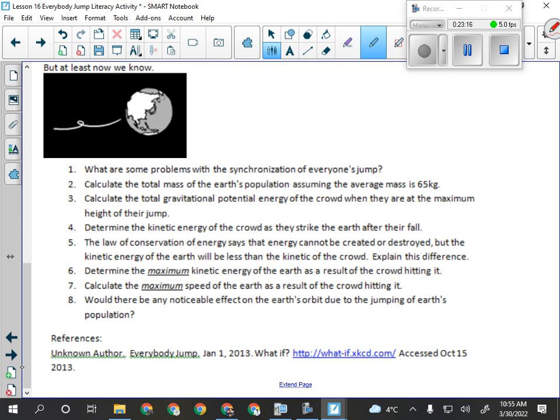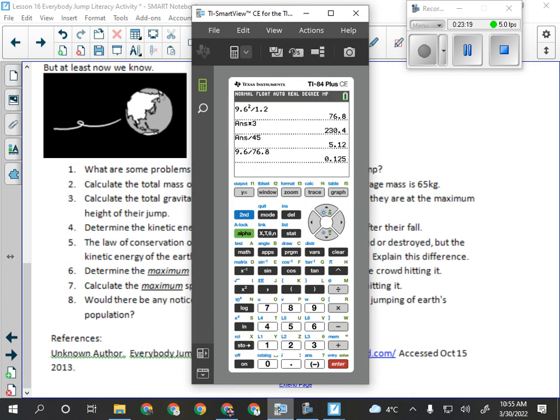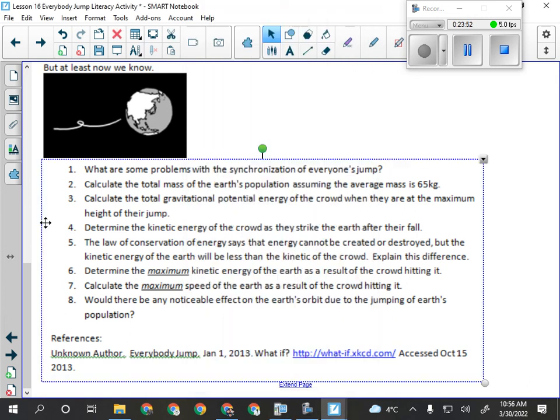Okay, so Earth's 7 billion people. So 7 billion, that's 7 billion. Okay, 7 billion times 65. Okay, so there's the mass of the entire human population of Earth: 4.55 times 10 to the 11 kilograms, which is a lot different than 10 to the 24 kilograms. Okay, so a lot lighter. All right, we got that number, 4.55 times 10 to the 11.